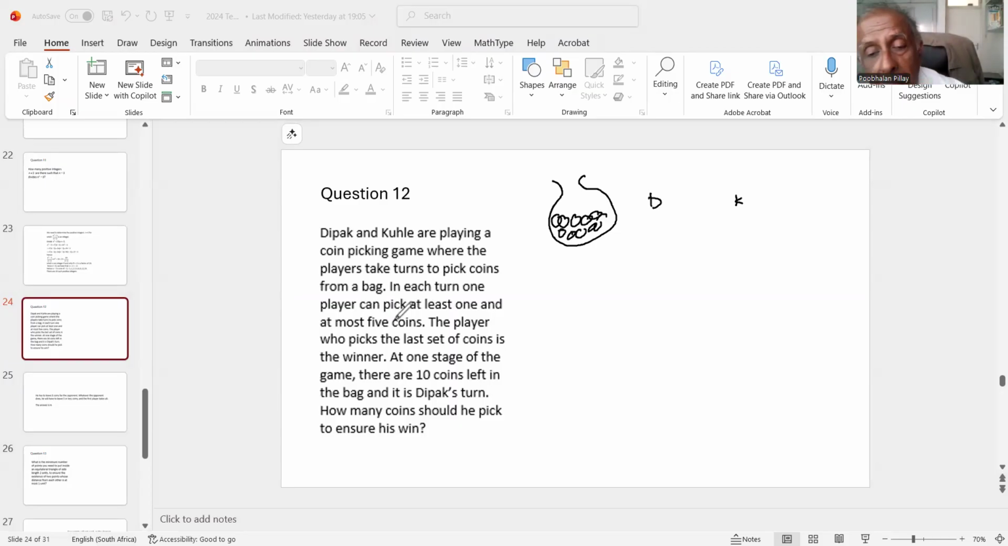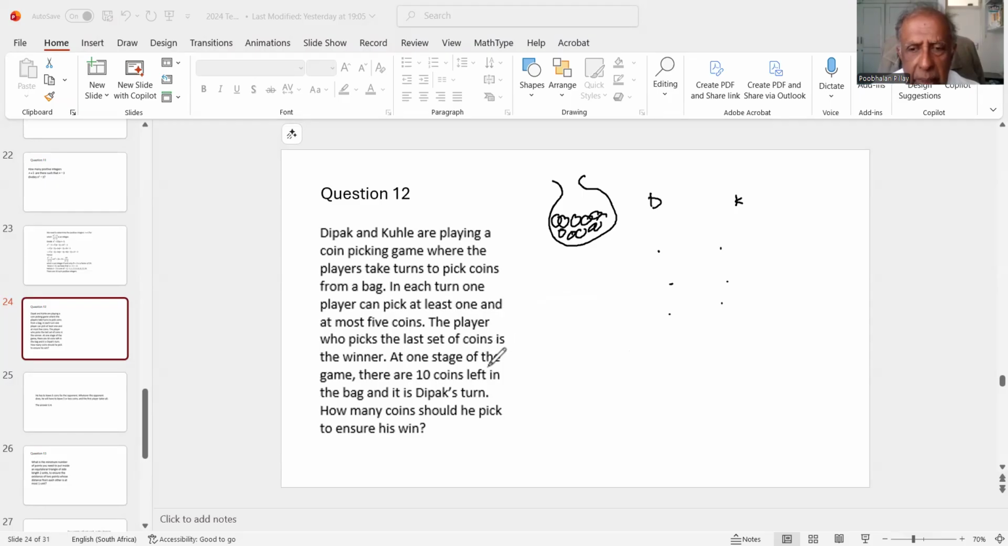In other words, you can't say, I'm not going to play. You must pick at least one, and at most 5. You can pick 5, but you can't pick 6 or 7 and so on. The player who picks the last set of coins is the winner.